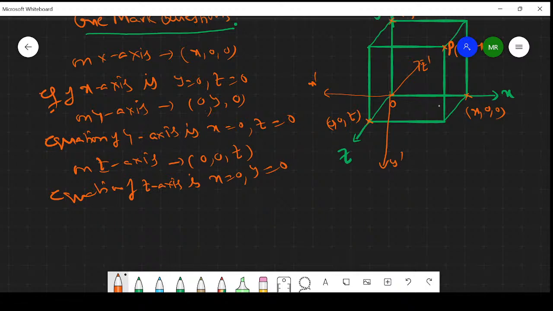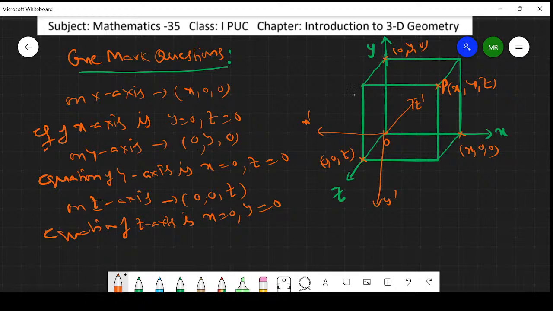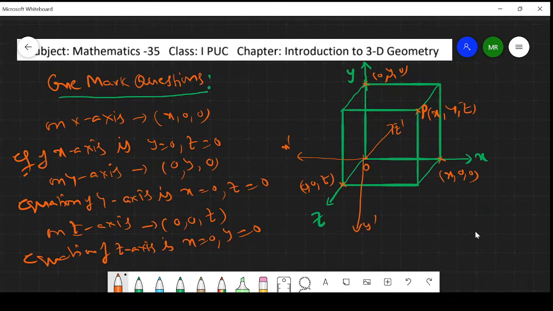Next they will ask for the point in the xy plane. See here, I can take the xy plane, the zx plane. This is x, this is y, the xy plane. When they are talking about the xy plane, the point will be x comma y comma 0.